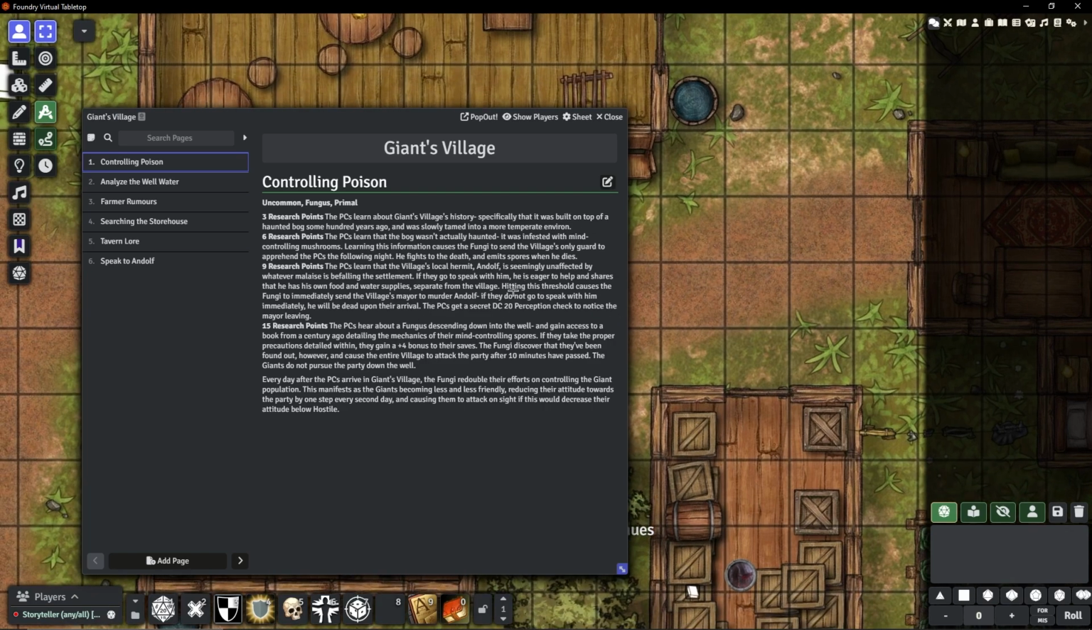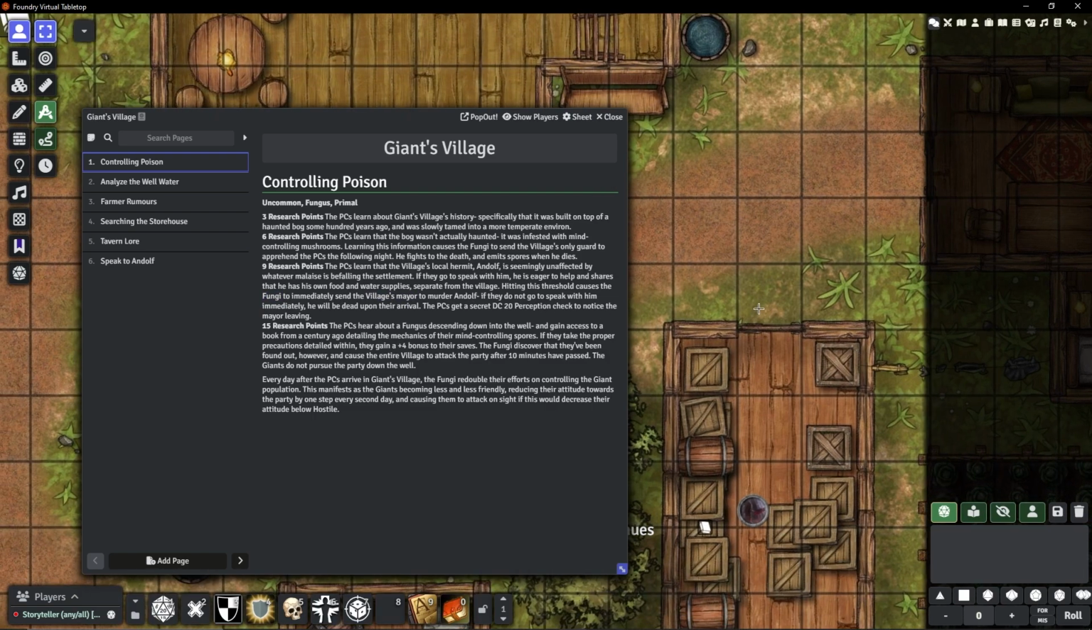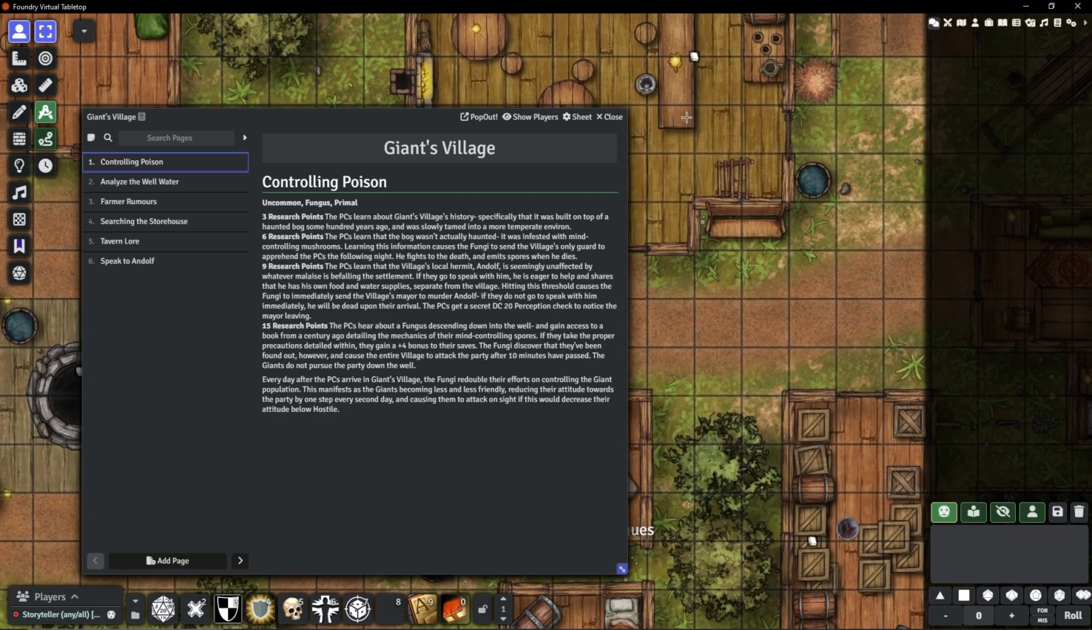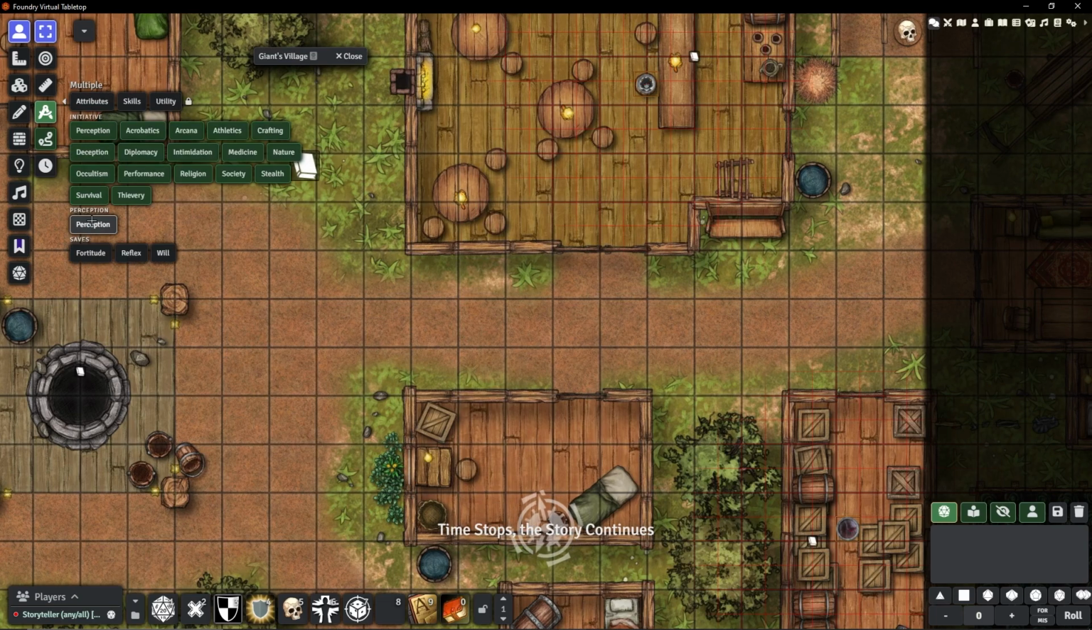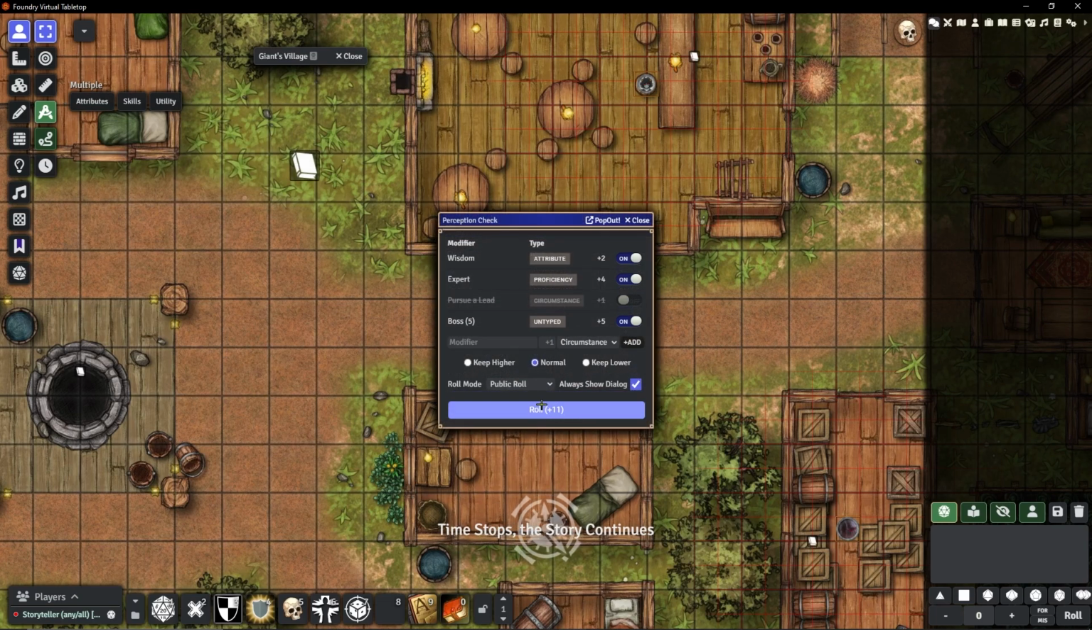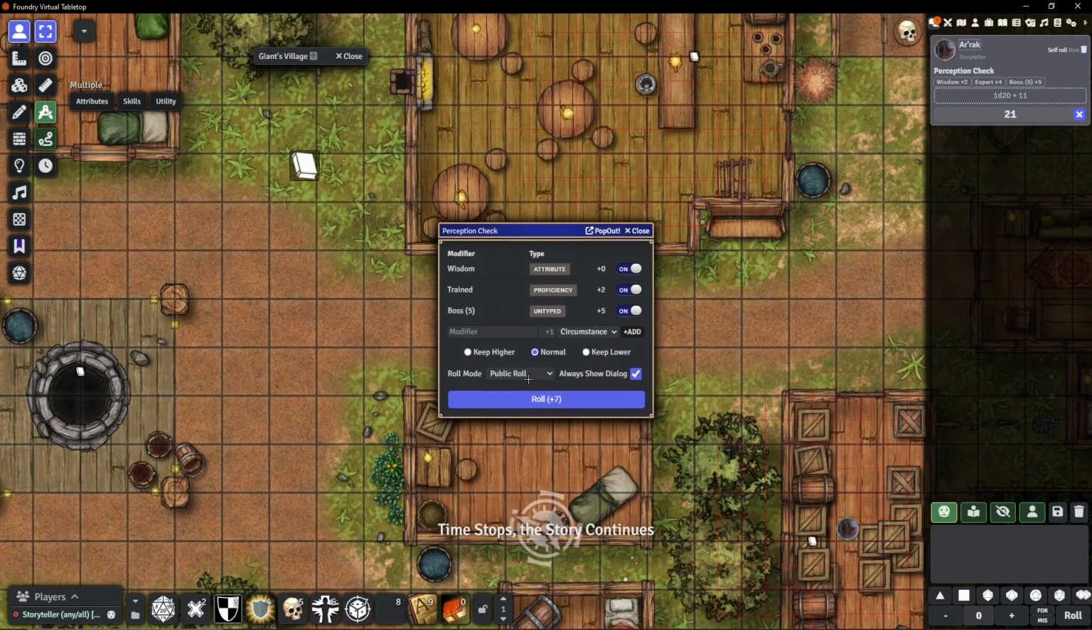However, hitting this threshold causes the fungi to immediately send the village's mayor to murder Andolph. If the party does not go to speak with him immediately, he will be dead upon their arrival. Each of the PCs gets a secret DC 20 perception check here to notice the mayor leaving. And so I will roll that for both of them. And these would be secret rolls.